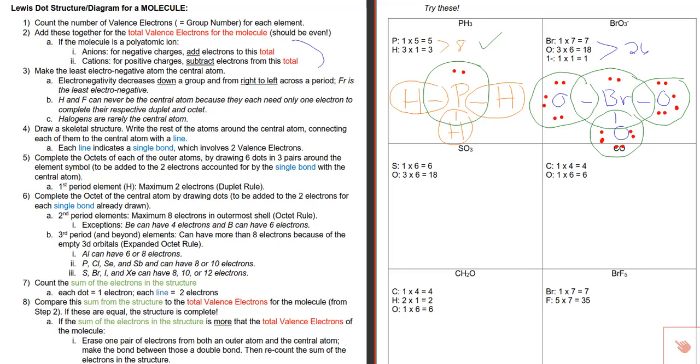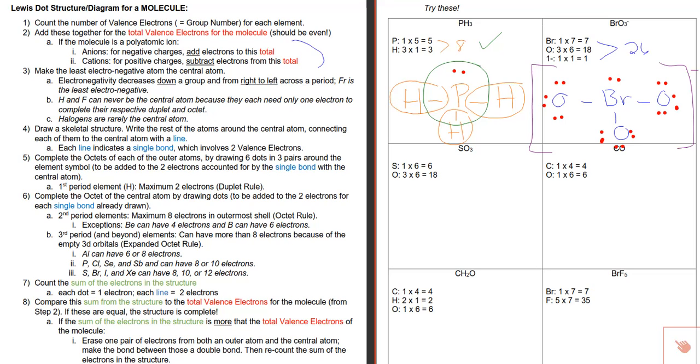The only thing that we really should do, because it is an ion, is we should put brackets around it and put a negative charge here. Also, if you want to remove these circles here, these are more so just for us to see that the octet rule is complete, but generally we don't draw those circles in the diagram.